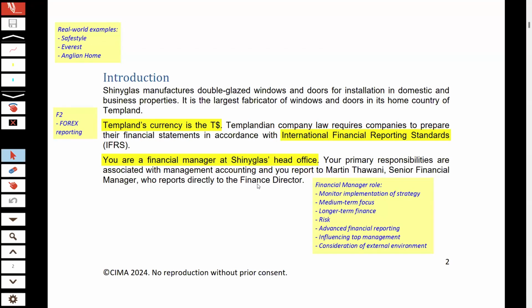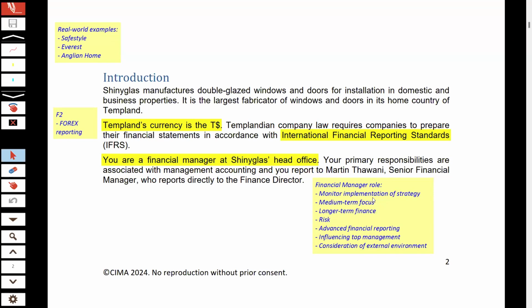What does that mean? That means we are not making strategy. We are not going to be asked to determine Shinyglas's strategy, but we will be asked to contribute to the implementation of strategy. How could they source funding for this new strategy? For example, debt or equity. Could they lease assets for their factory, or should they buy them? We have a focus on the implementation of strategies which will be given to us in the exam.